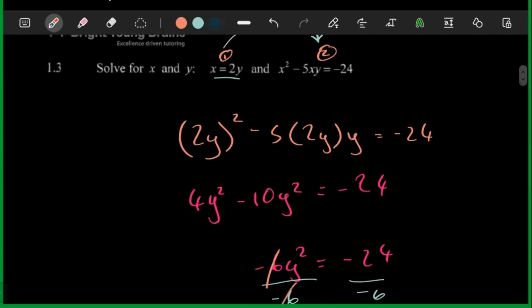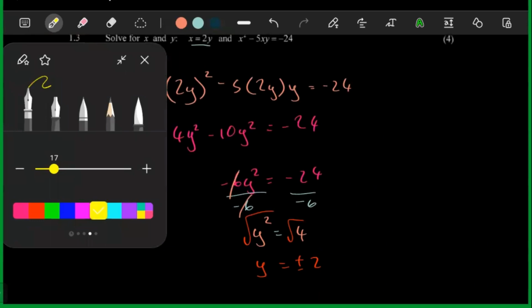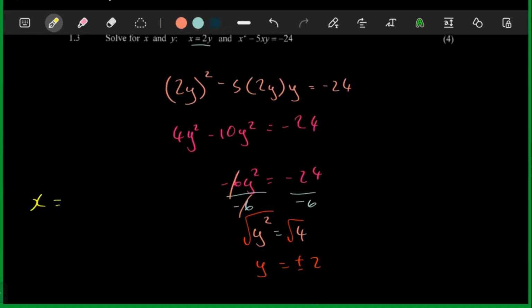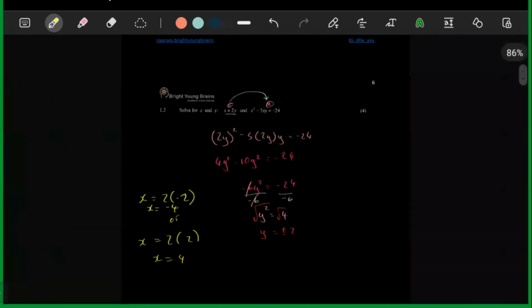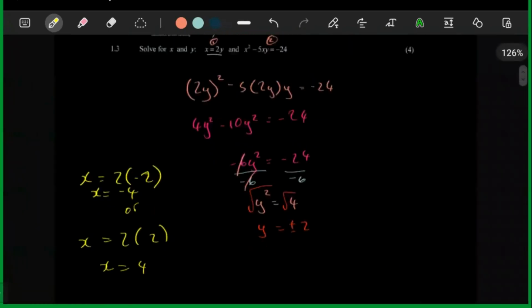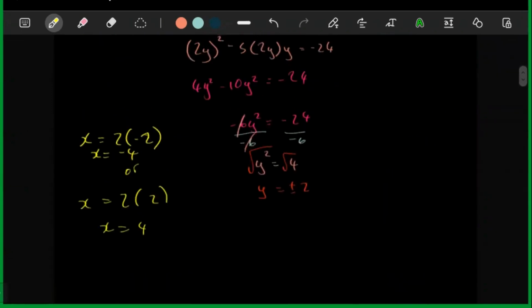So once you have your values of y, you're going to have here x is equal to 2 times -2, or x is equal to 2 times +2. This is a 4. This is a -4. You see, so that's what we need to do. 1.4, that was done. Let's move on to question 2.